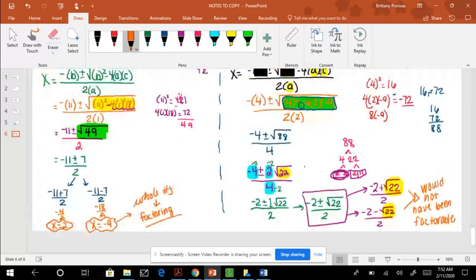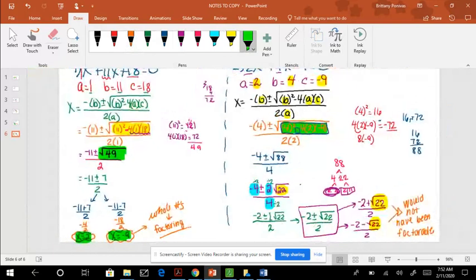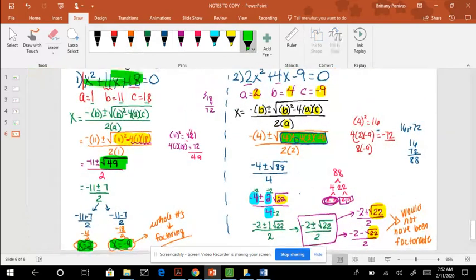Whereas number 1, because we ended up with 2 whole numbers in the end, you could have factored the original quadratic by using the reverse box method if you did not want to use the quadratic formula. Where number 2, if you would have tried factoring, it would not have worked, and you would have had to use the quadratic formula anyways.